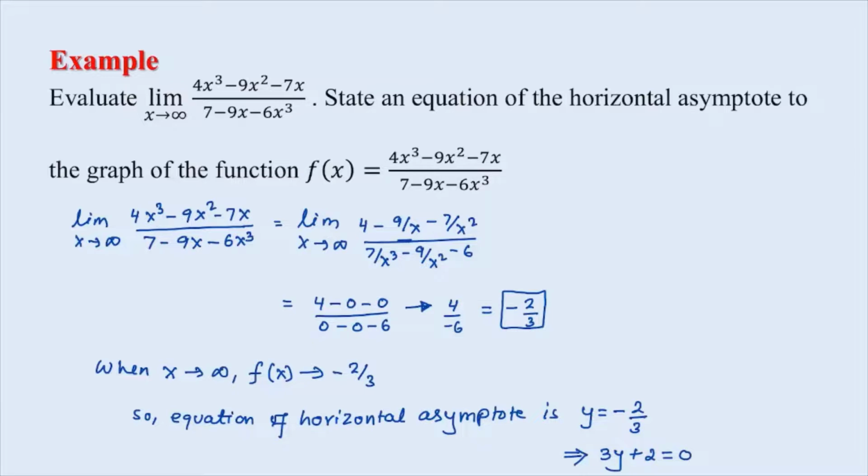But make sure you note that to determine whether the value is the value for horizontal asymptote or not, we have to check this condition all the time. So here what we saw is when x approaches infinity, the function approaches -2/3. So this confirms that y equal to -2/3 is the equation of the horizontal asymptote. So we have to look for the confirming statement to give you the equation of the horizontal asymptote.